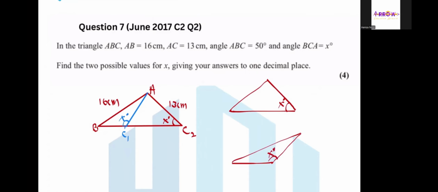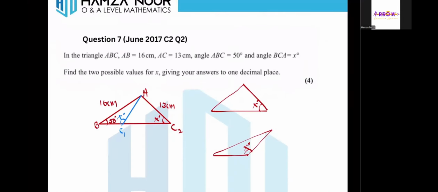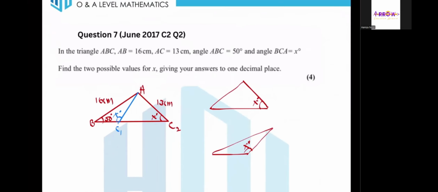All right. What I'm trying to explain to you is that the length of BC will change according to the different possible values of X. AB will remain fixed as per the information in the question. AC will also remain fixed as per the information in the question. And angle ABC is 50 degrees, which will also remain fixed as per the question. So the angle which is going to change is angle X.